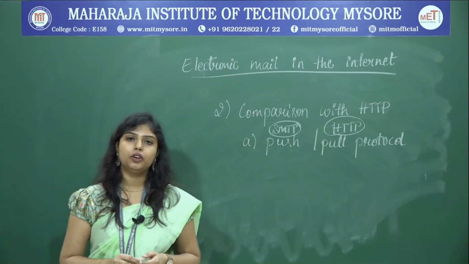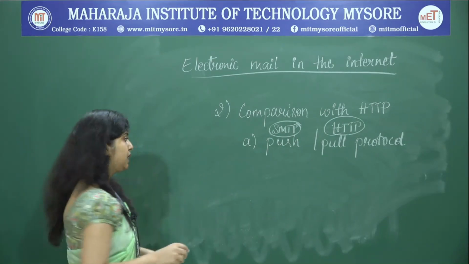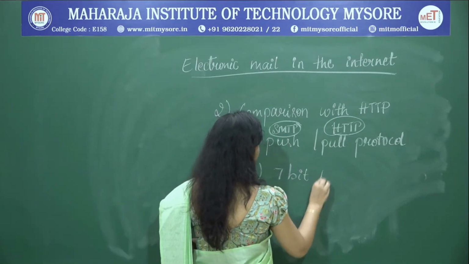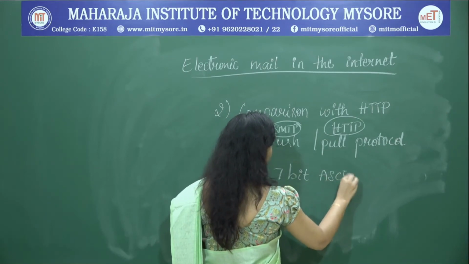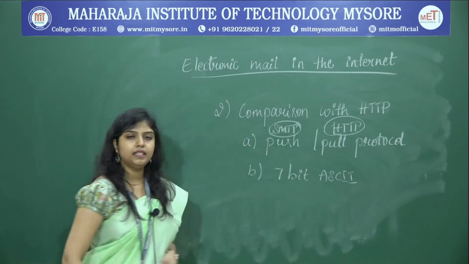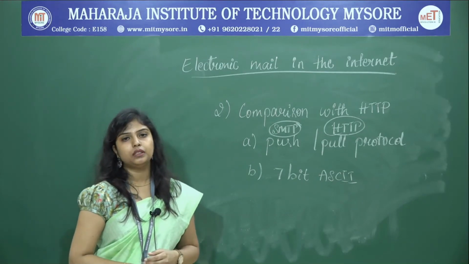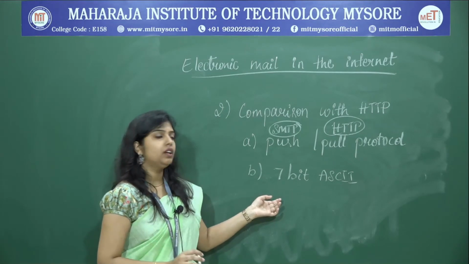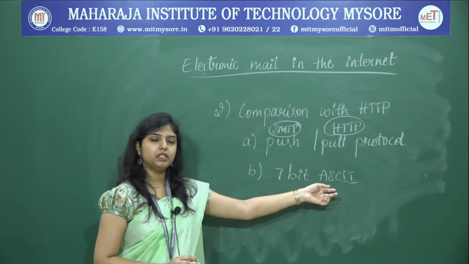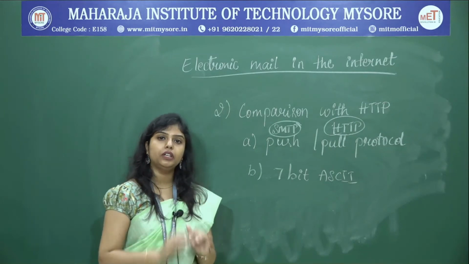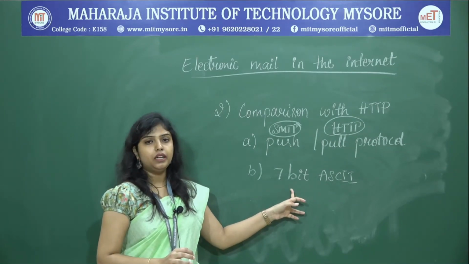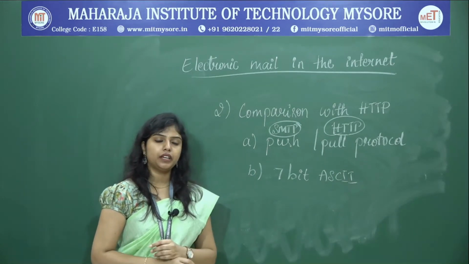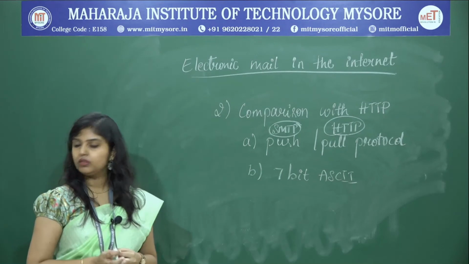The second difference which you are going to see is 7-bit ASCII. As I said earlier, the messages sent through SMTP have to be in 7-bit ASCII. If the message is not in 7-bit ASCII, we have to encode it to 7-bit. But this restriction is not there in HTTP. This is the major second difference.